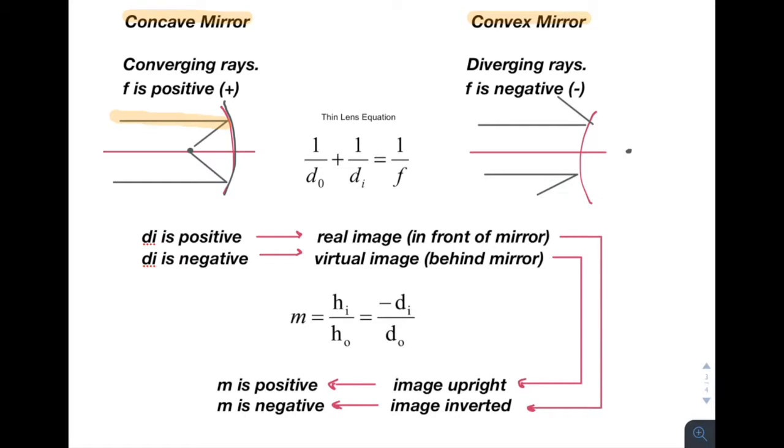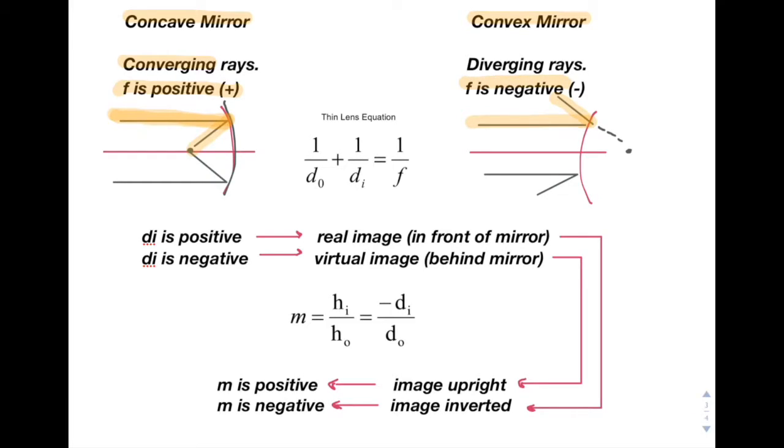So first let's go over the concave mirror. When these light rays come into contact with it, they are going to converge, meaning they're refracting towards the focal point. So that means the focal point has to be positive since it's converging. The opposite is true for a convex mirror. As the light rays come into contact with the convex mirror, they're going to refract away from the focal point. So that means the focal point is imaginary.